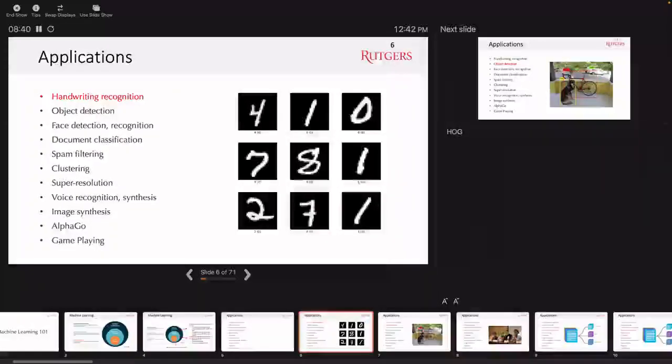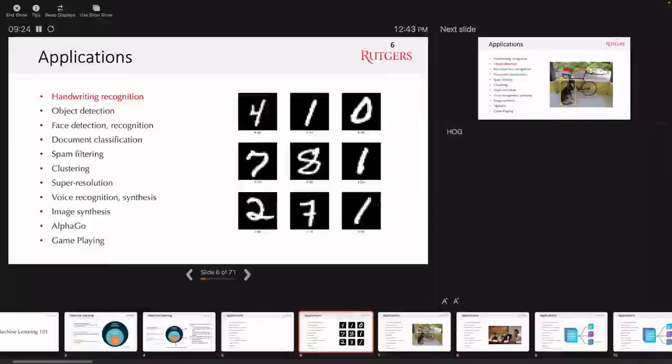The oldest and most commonly used application of machine learning is probably handwriting recognition. These are images from the MNIST data set. It's probably the oldest pattern recognition or machine learning data set. The task here is that you're given an image, and the model is asked to recognize what digit this image is. So it's a classification problem. For example, given this image, the model is going to try to recognize that this is a digit 1, and try to recognize that this is digit 7, and so on and so forth. So this is handwriting recognition.